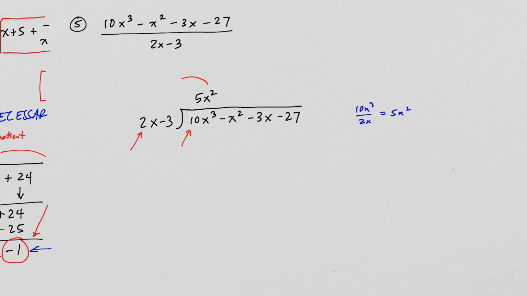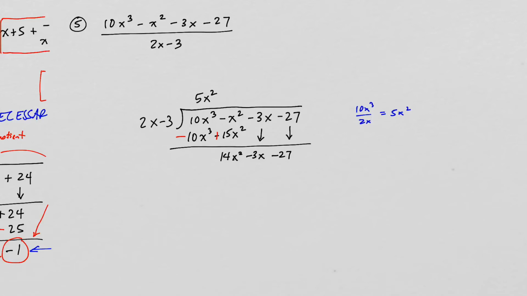And then we multiply 5x squared by 2x minus 3. And 5x squared times 2x is 10x cubed. And 5x squared times -3 is -15x squared. And then you have to remember to subtract. And you got to subtract both terms. So we have to subtract this term, and when you subtract the negative here, it becomes a positive. That's very important. When you do the math here, you get 14x squared, minus 3x comes down, minus 27 comes down.